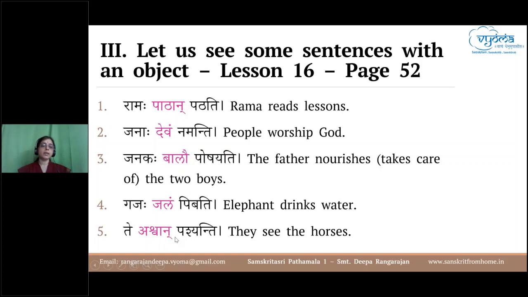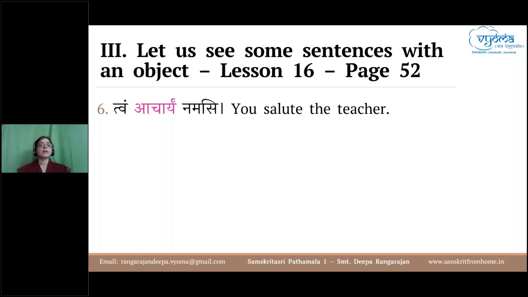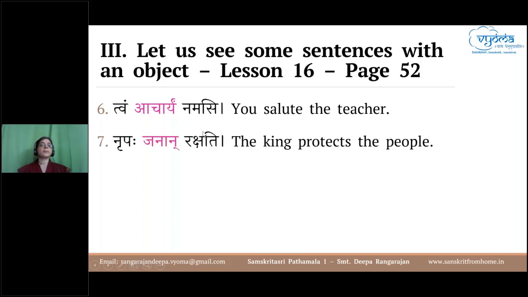Te Ashwan Pashyanti. Ashvaha, Akaranta Pullinga. For Dvitiya Bahuvachanam, Ashwan. What do they see? They see the horses. Tvam Acharyam Namasi. You salute the teacher. So you are the doer of the action. So that is in Prathama. And the person to whom you are offering your salutations is the Acharya. So Acharyam Namasi.